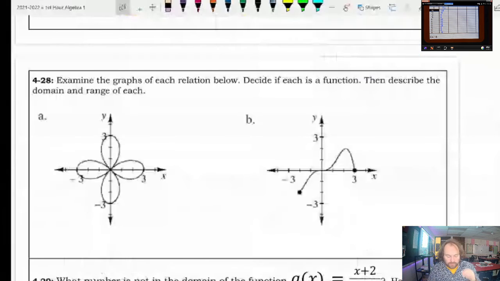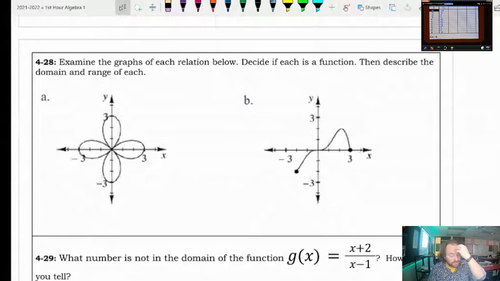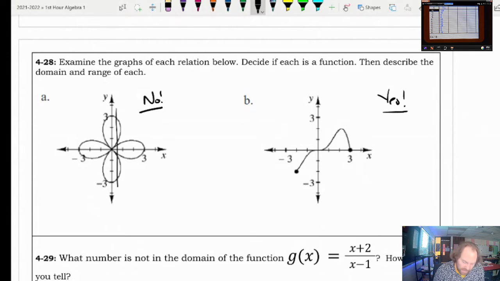428, we're going to examine the graphs below and decide if it's a function and describe its domain and range. As far as a function, this is a no, and this is a yes, because of the vertical line test. The vertical line in this case is going to fail many times, whereas a vertical line always only touches the graph once in graph B.